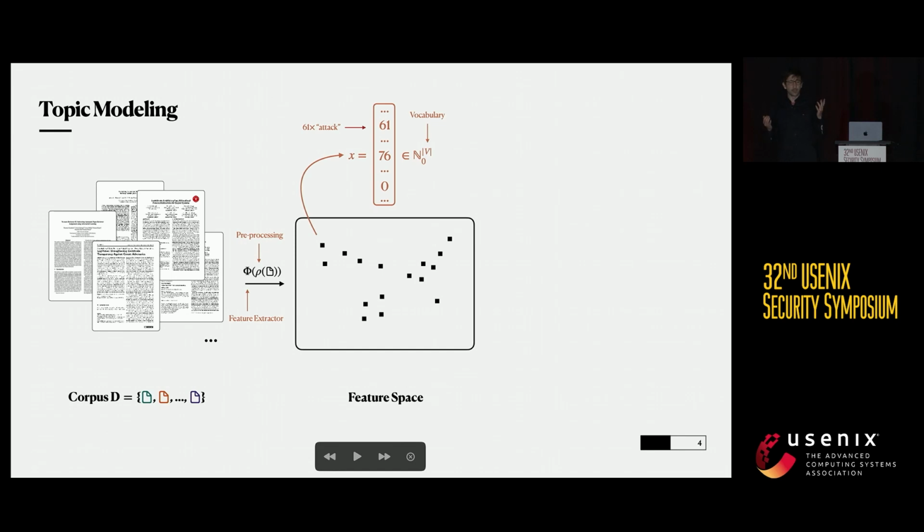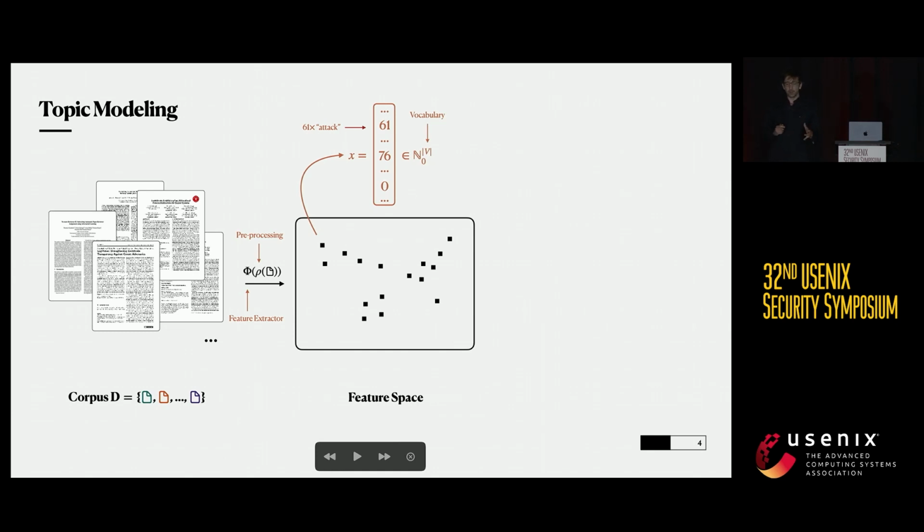Here we can see an example. In this bag of words vector, every dimension is associated with a word. If the word attack is present in a document, for example, 61 times, then this dimension with the word attack would have a value of 61. So that's a simple bag of words vector.